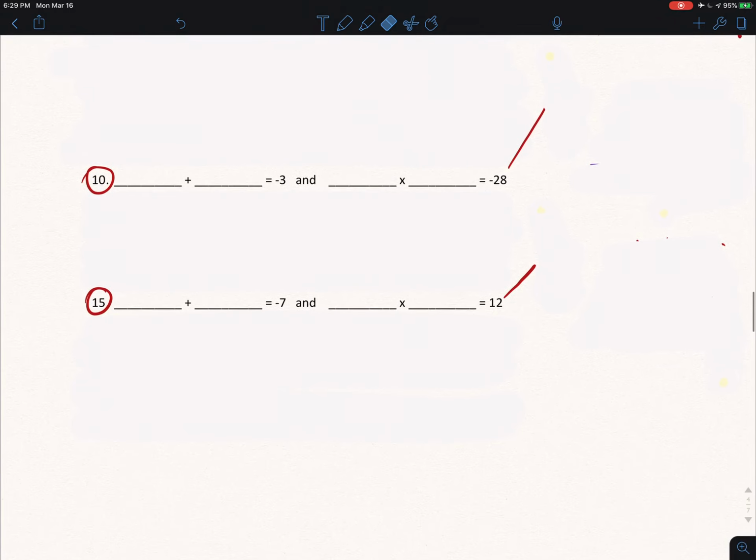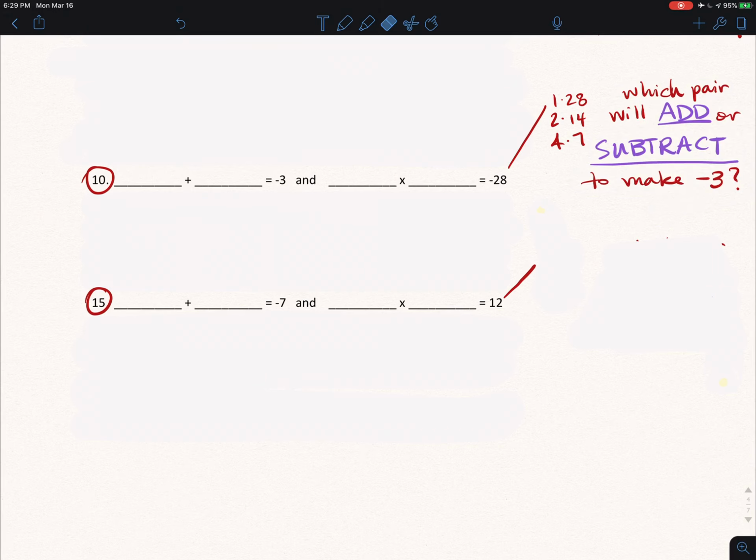So what two numbers could multiply together to give me a 28? Again, right now I'm not too worried about the pluses and the negatives. Okay, so you should have come up with 3 pairs of numbers: 1 times 28, 2 times 14, 4 times 7. Now, I want the pair that when added or subtracted could give me a negative 3. And I can see then that this is going to be the 4 and the 7 pair.